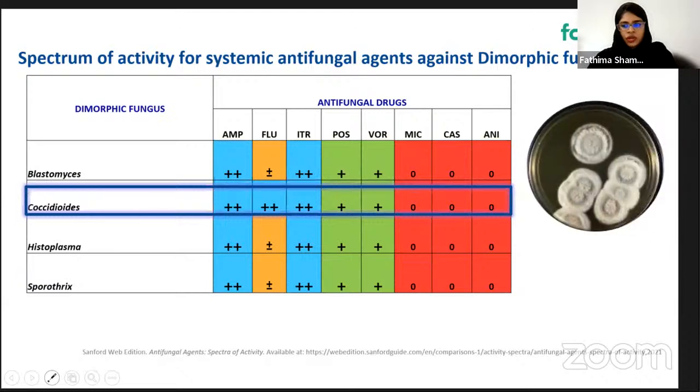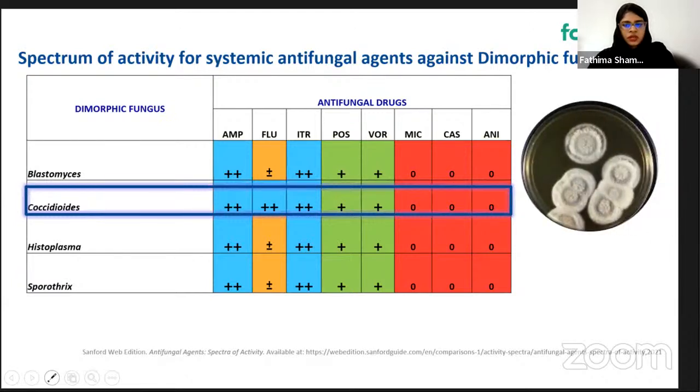Next, we have Coccidioides, which is known to cause coccidioidomycosis. This is also a pulmonary infection. It can also spread and cause disseminated disease. They are susceptible to amphotericin B, fluconazole, itraconazole, and other triazoles.